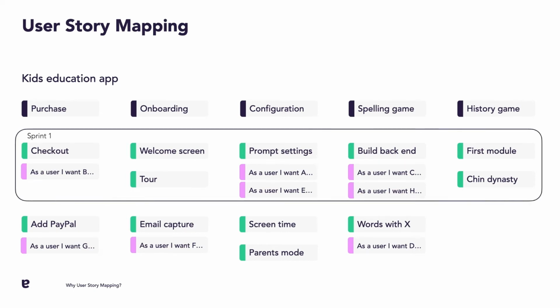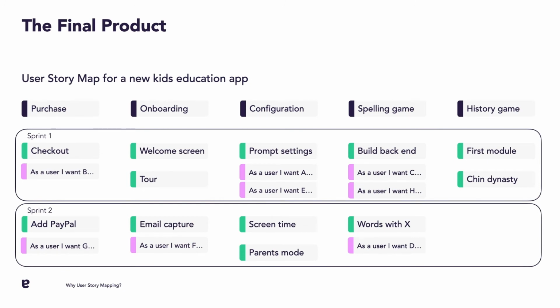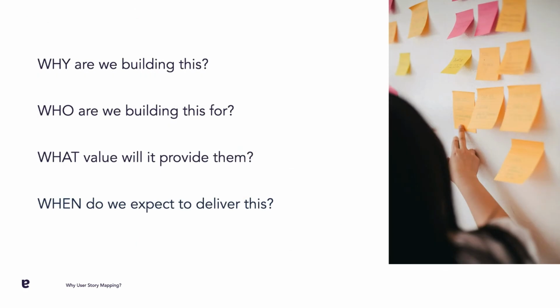From there, the map is divided into the time blocks the team uses to plan their work. For example, in Sprint 1, the team might commit to 5 user stories, which are attached to 3 epics. This helps build understanding of how progress will be made against larger pieces of work. Connecting the work in the backlog to the customer journey in this way begins to answer key questions like, why are we building this? Who are we building this for? What value will it provide them? When do we expect to deliver this?